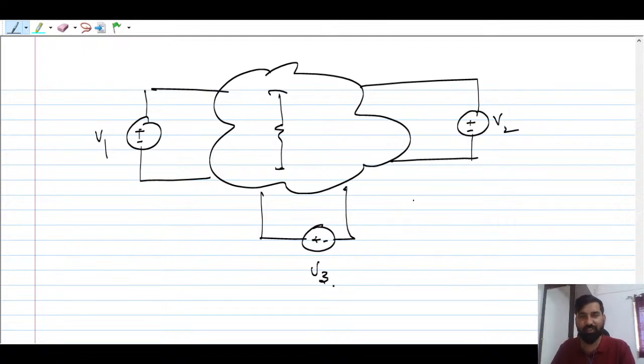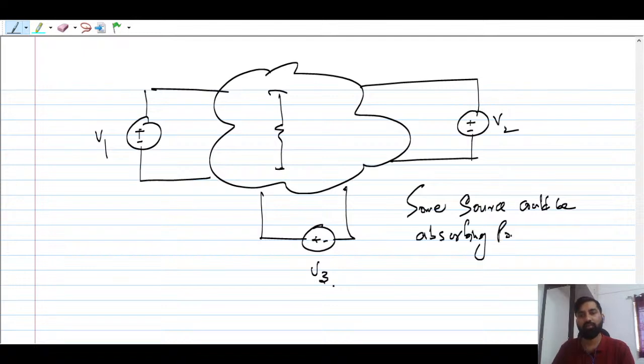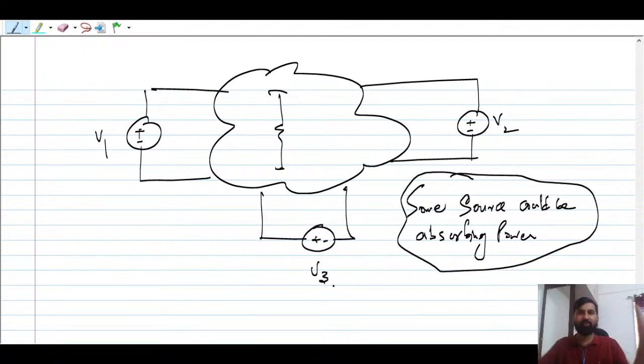So you can say that some source would be absorbing power, okay? If in the question a single source is connected, and that single source is exciting the network, then you have to consider that the source is going to deliver the power, okay? It will deliver the power for the entire network, so that they can dissipate or store whatever they want to do.